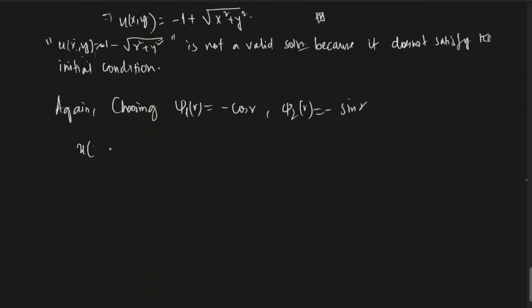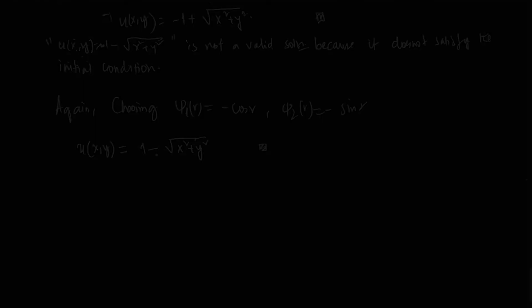Now similarly, choosing this initial condition, you get the solution u of x comma y to be 1 minus root over x square plus y square. Here also you will get two, but one of them will look like 1 plus this thing, and that will not satisfy the initial condition. So this is the valid solution. So you get two different solutions out of this. Clear? With this, we are going to end this lecture.